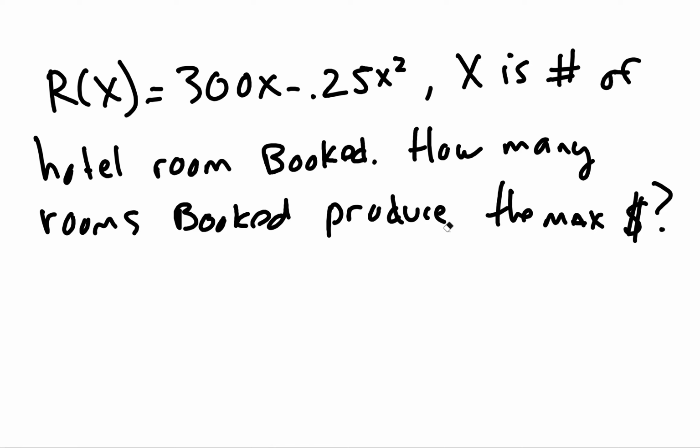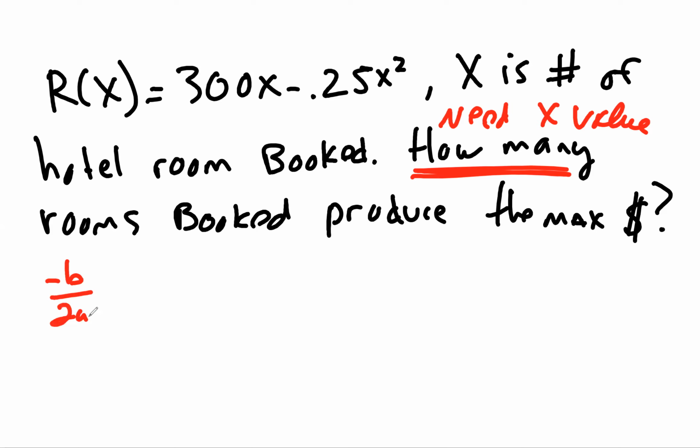How many hotel rooms in my hotel need to be booked so that I can produce the most amount of money? Well, the first thing that we have to do is read through this problem and look for the phrase how many or how much. And so I see the phrase how many right here. Because I see how many, I know that I need only the x value. And so if I think back, I know that with the vertex formula, the x value is equal to the opposite of b over 2a. That's given to me in the formula, so that's nothing that I have to come up with on my own.